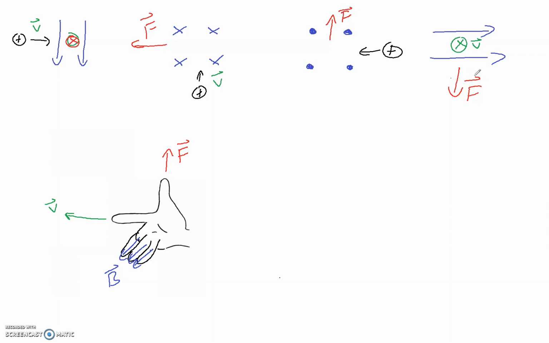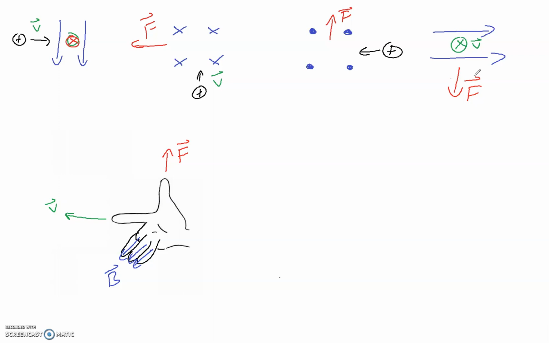Okay, so this is how we can use the right-hand rule to figure out the direction of the force on charges inside of a magnetic field. It's a little bit more complicated than just with the field or against the field, like with electric fields. But once you get the hang of it, it's not that bad.